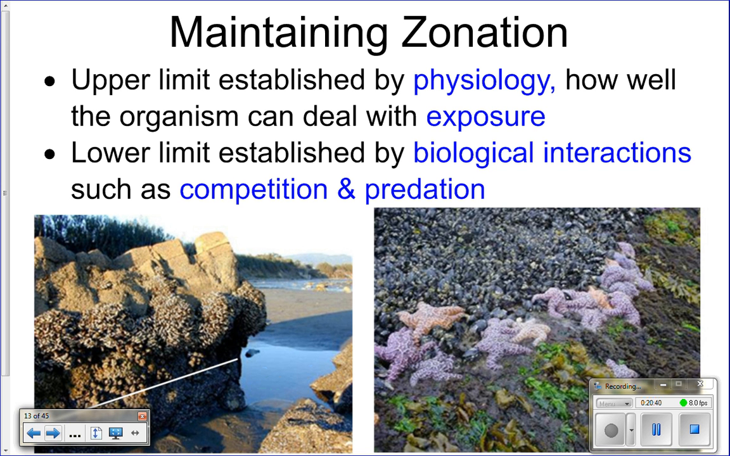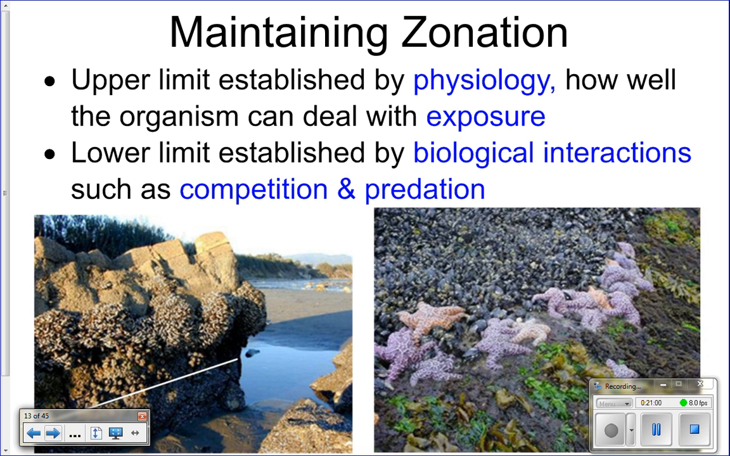But after a certain point, if they settle on the rocks, it's too much air exposure, and so they die. So that upper limit of where those barnacles can be found is determined by how much air exposure they can withstand. Does that make sense? The lower limit is determined by biological interactions like competition for space or predation.